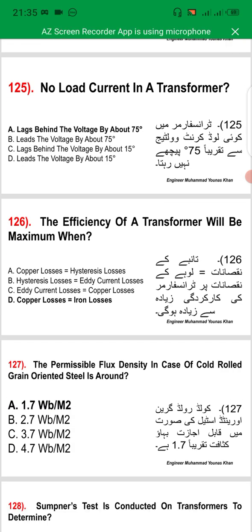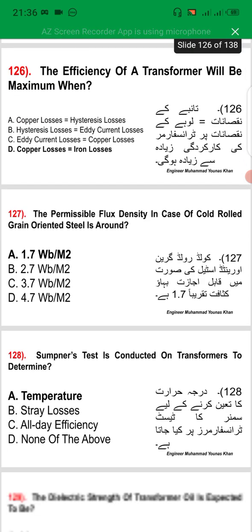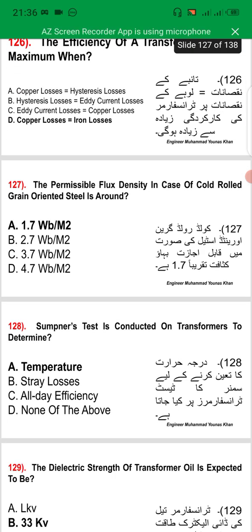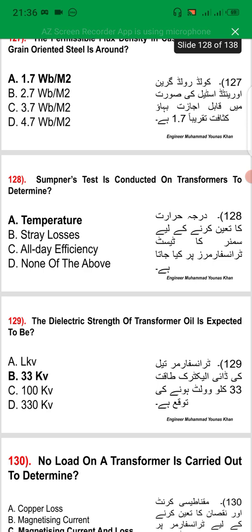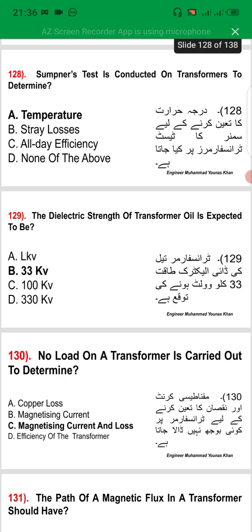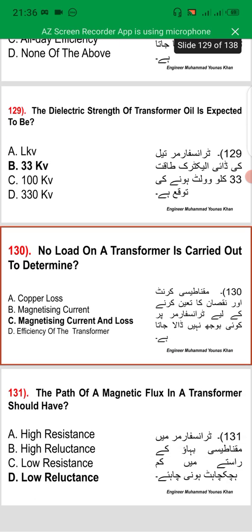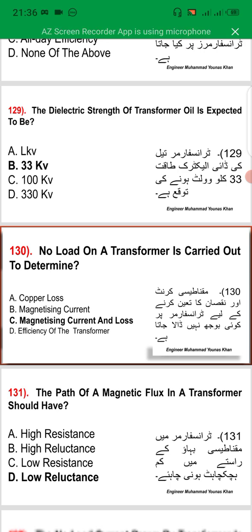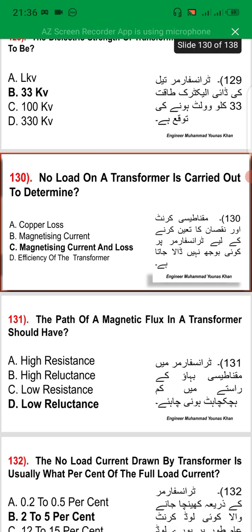The permissible flux density in case of cold rolled grain oriented steel is around 1.7 Weber per m square. Sumpner test is conducted on transformer to determine temperature. The dielectric strength of transformer oil is expected to be 10 kV. No load test on a transformer is carried out to determine magnetizing current and loss. The path of a magnetic flux in a transformer should have low reluctance.